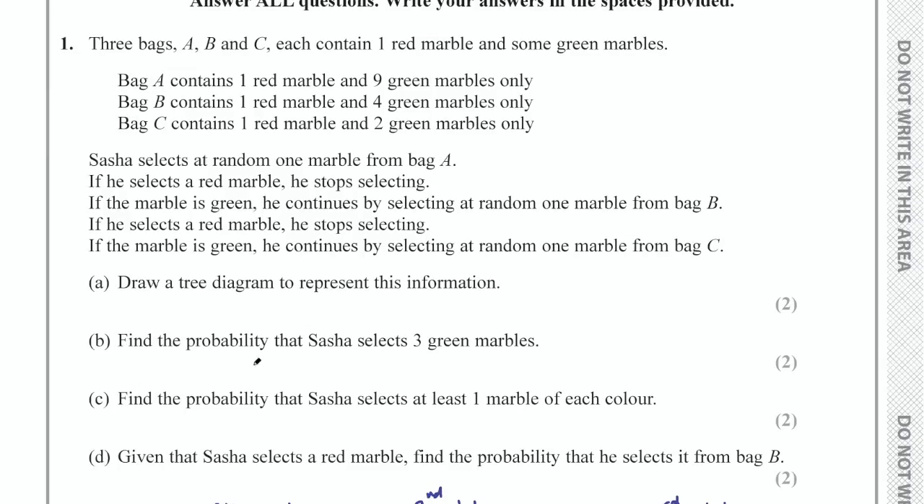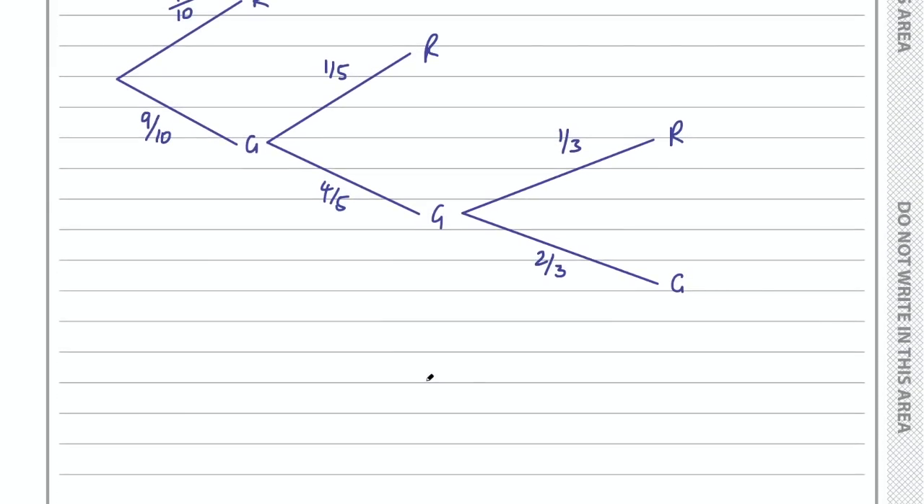Part B says find the probability that Sasha selects 3 green marbles. So for this question, we're looking at this branch here. We're going from green, and then we picked another green, and then we picked another green. When you're using a tree diagram and you go along one branch like that, you multiply the probabilities. So for this one, we're going to do 9 out of 10 multiplied by 4 out of 5 multiplied by 2 out of 3. And that should give us our probability.